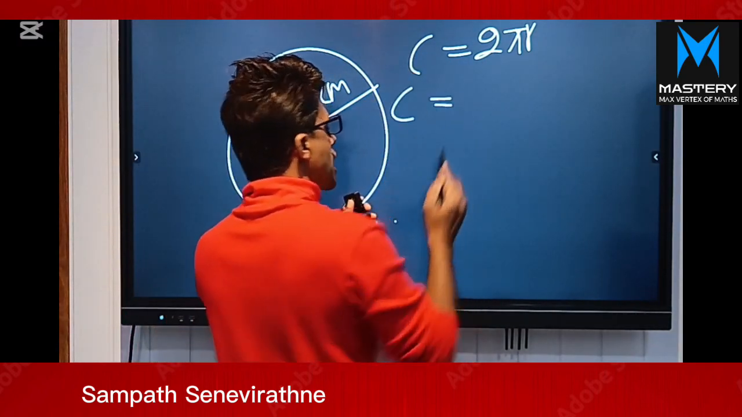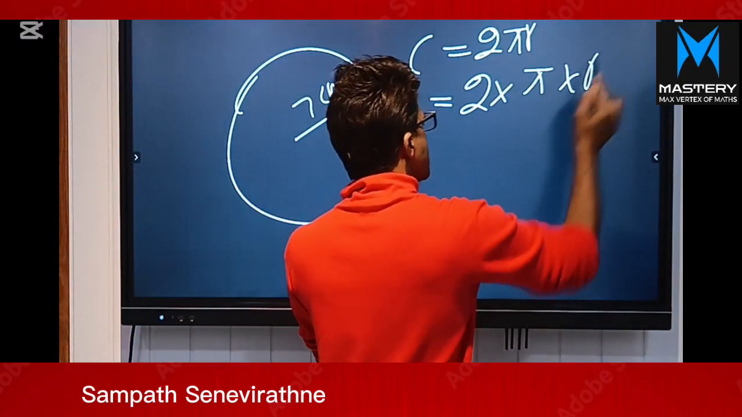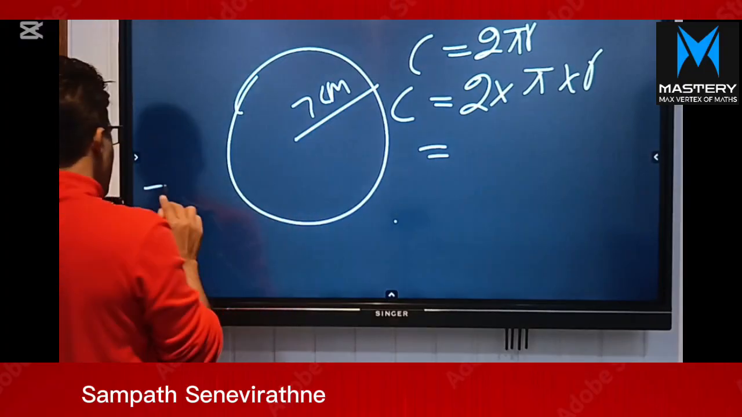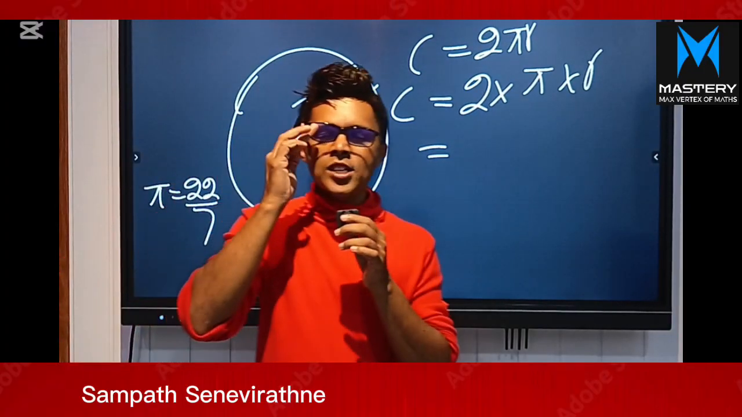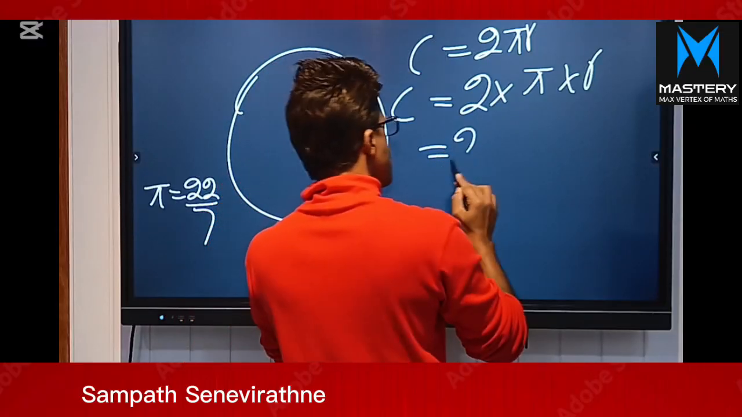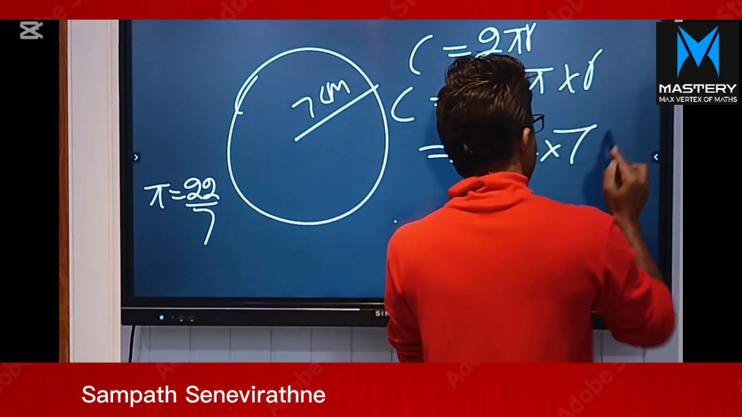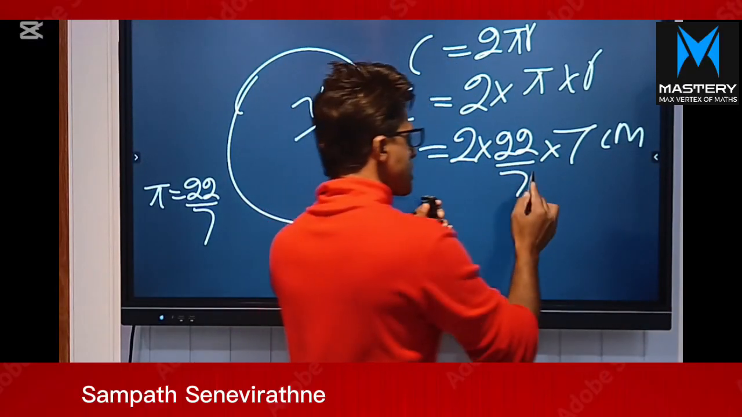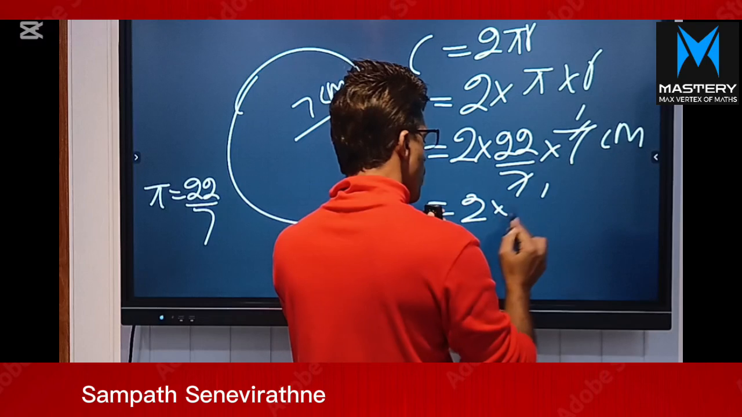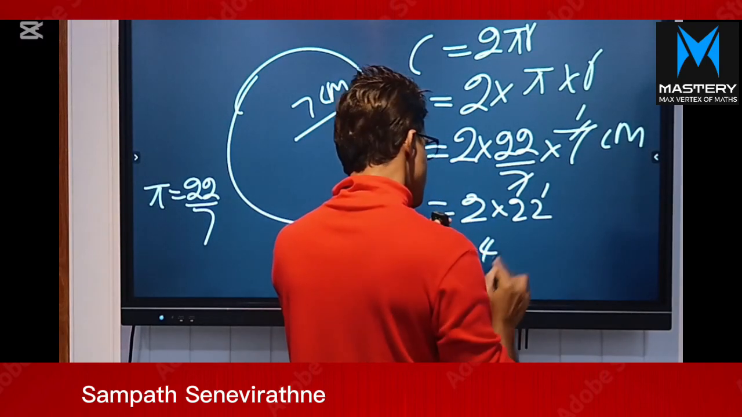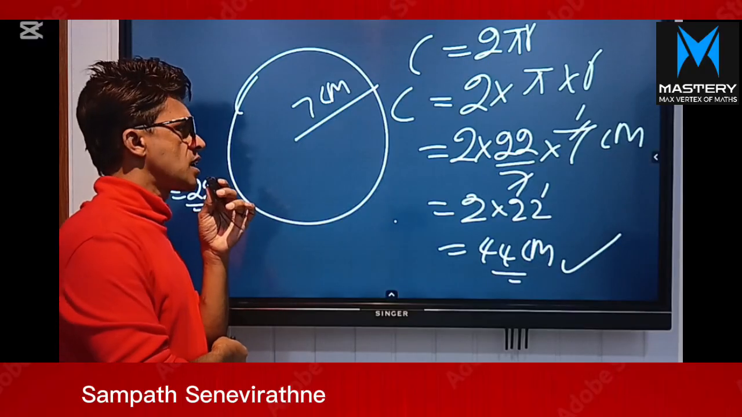So circumference can be taken using 2πr. Here C stands for circumference, then 2 into π into r. Generally, instead of π, we use 22 over 7. π equals 22 over 7, and r equals 7 cm. Now 7 and 7 can be cancelled out. Then 2 times 22 is 44. 44 is the circumference of this circle.